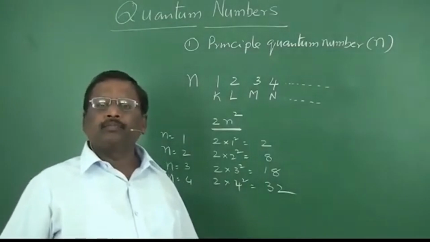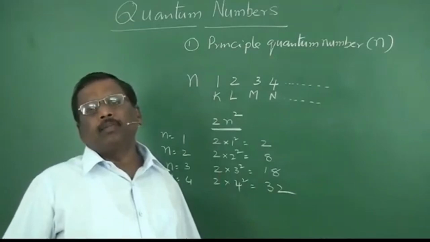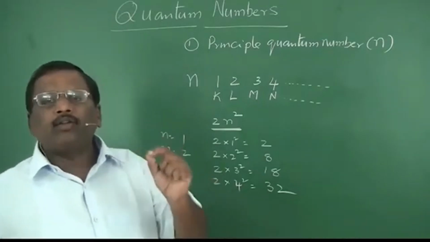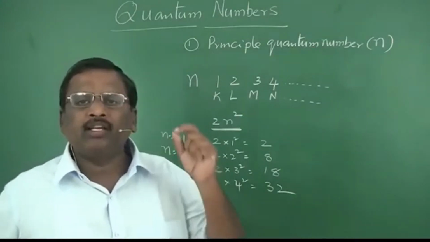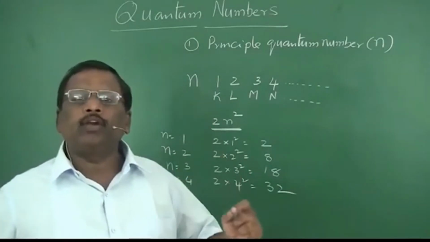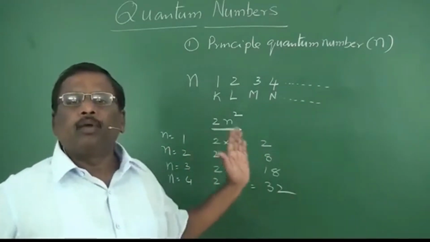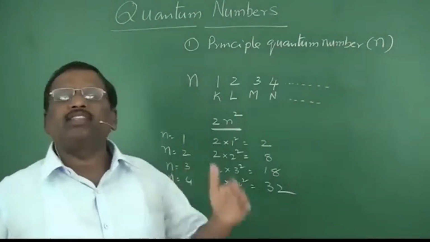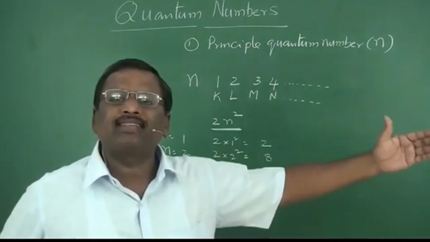So, once again, recollect the significance of this principal quantum number. It was proposed by Niels Bohr to explain the hydrogen spectra. It is denoted with small n. The values of this quantum number are 1, 2, 3, 4, and so on from the nucleus side, or they can also be designated as capital K, capital L, capital M, capital N, and so on from the nucleus side.